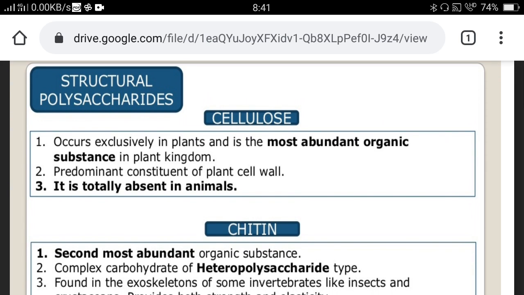Structural polysaccharides are those which make the structural units in the body. For example, cellulose occurs exclusively in plants and is the most abundant organic substance in the plant kingdom. It is the predominant constituent of the plant cell wall. It is totally absent in animals. Cellulose is the main constituent of the cell wall, and that is the feature of the plant cell.